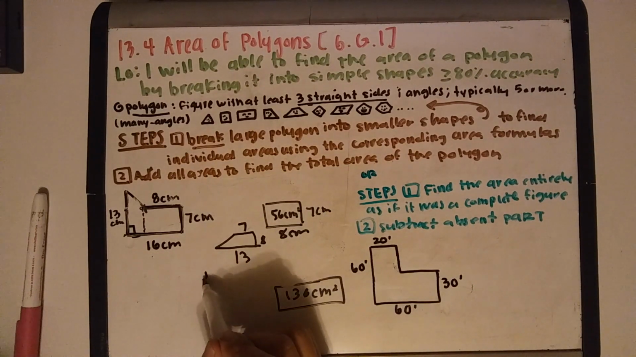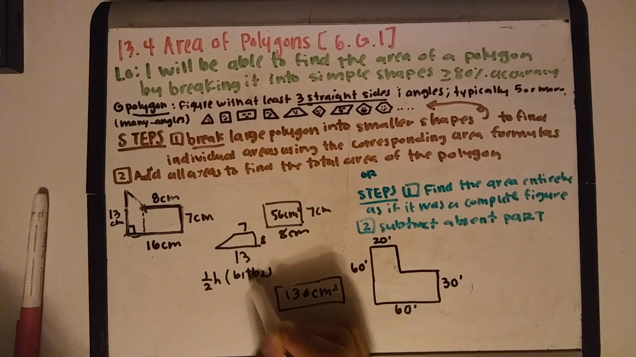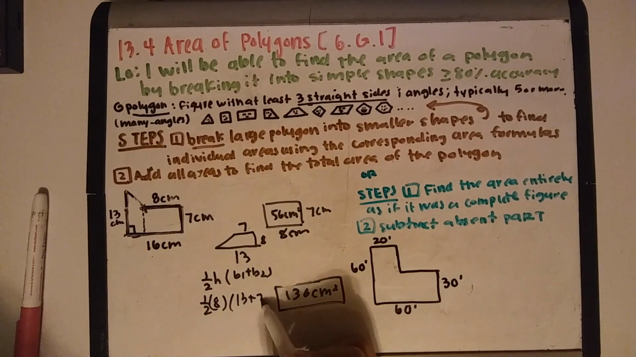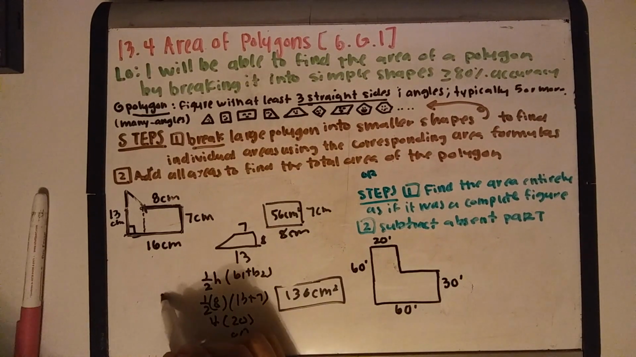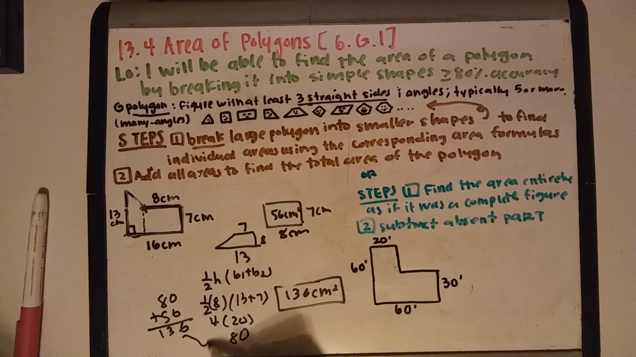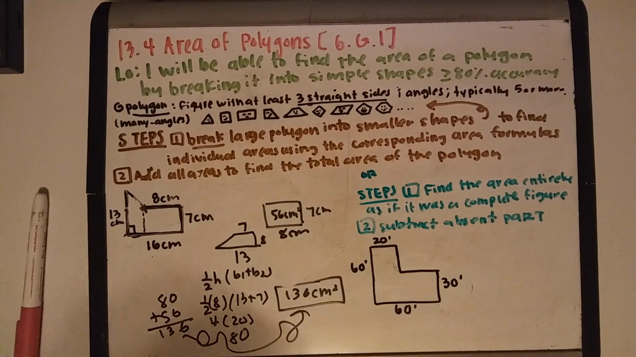So then I go 1/2 of my height times base 1 plus base 2. So it's going to be 1/2 of 8 times 13 plus 7. So this is 4 times 20. That is 80, and when I add 80 and 56 together, look, I get the same answer. The magic of math. Okay, so here we go. Let me go ahead and show you this one right here, and then I'll come back to this one, and I'll give you one to do.